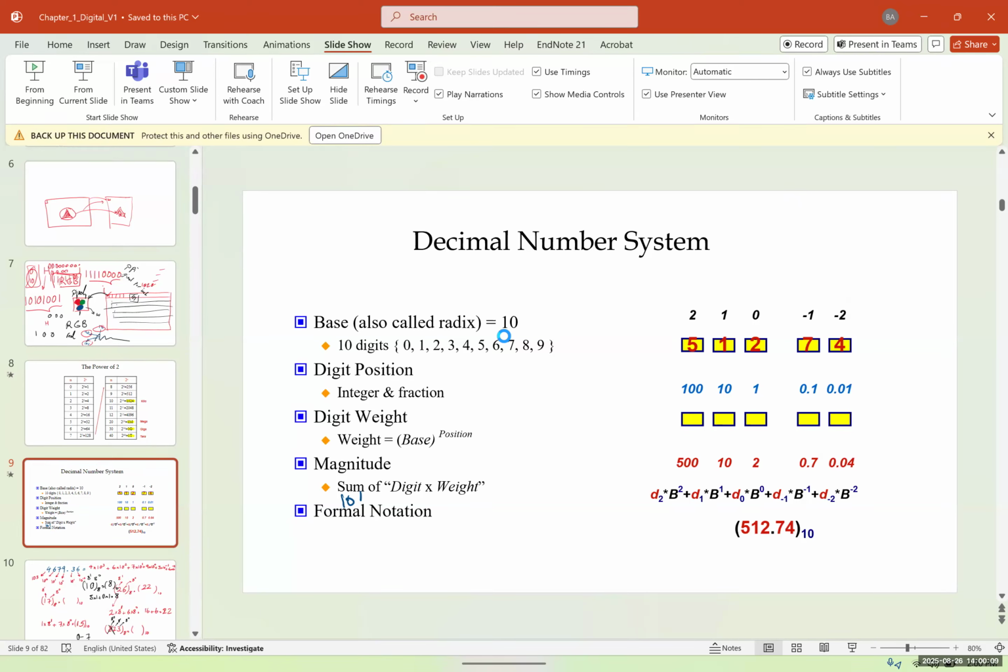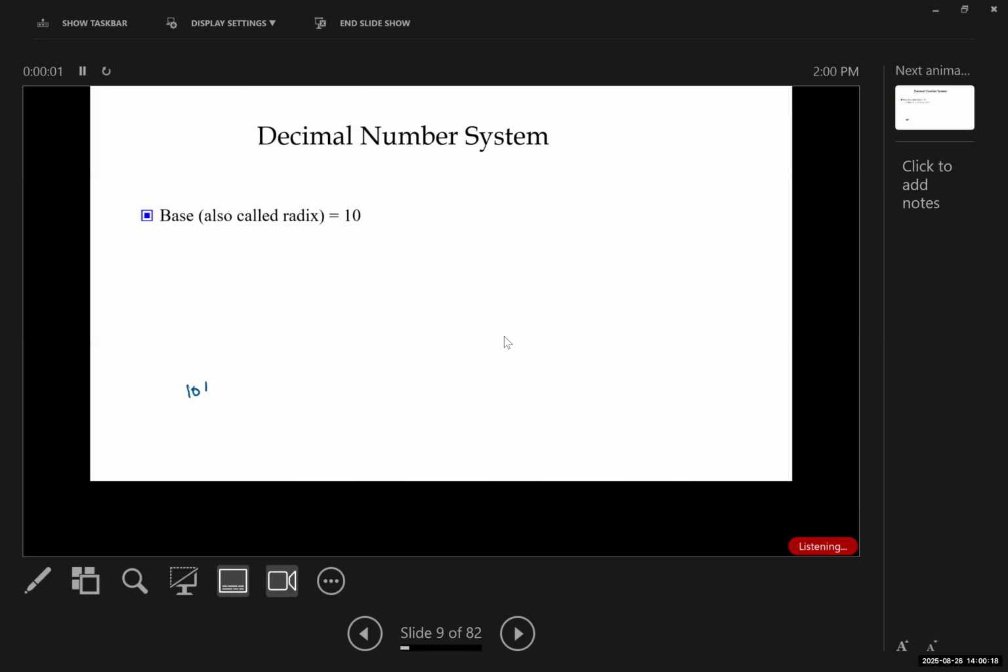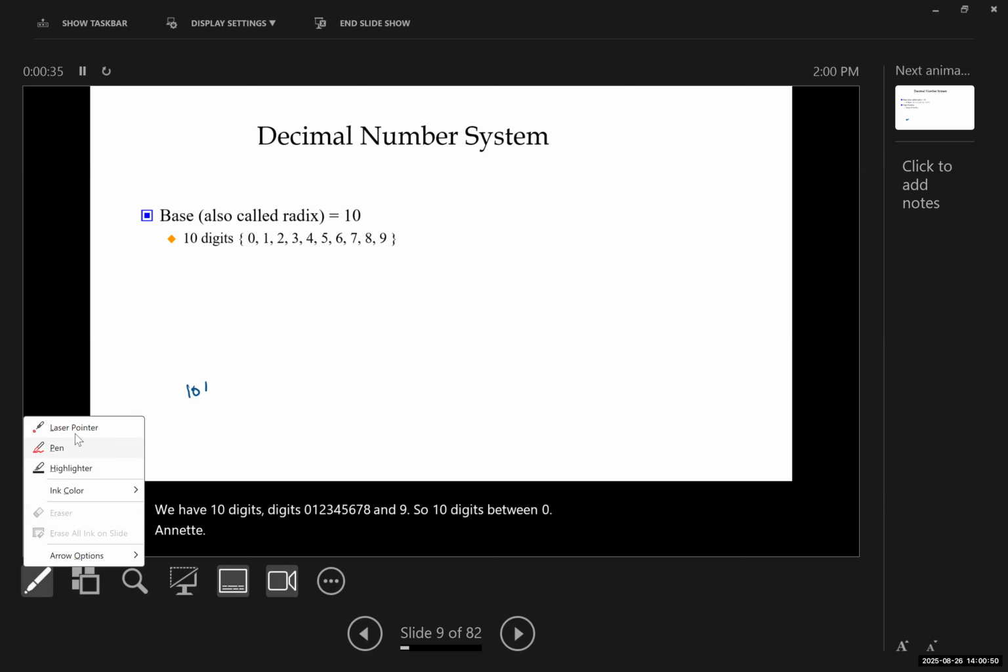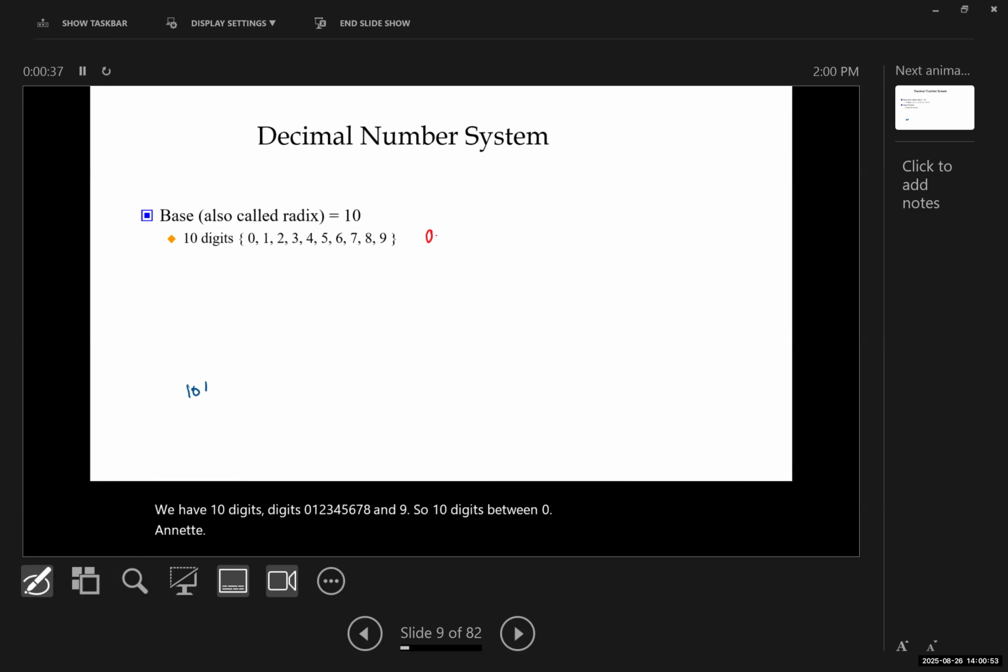So I'm going to take you on a journey back to 4th grade elementary school. And we're going to start with decimal numbers, and then I'm going to go to binary numbers. So a decimal number, we have a base, which also is called a radix. So for a base of 10, we have 10 digits. Digits 0, 1, 2, 3, 4, 5, 6, 7, 8, and 9. So 10 digits between 0 and 9.